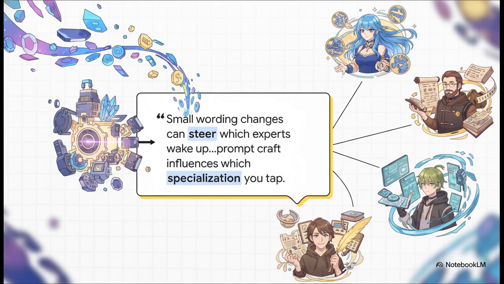This quote from the research really just says it all, because that internal router is making its choices based on the specific words, the tokens, in your prompt. Even tiny little changes in how you phrase something can totally switch which experts get activated. Your skill as a prompter now directly controls which AI specialization you get to use.